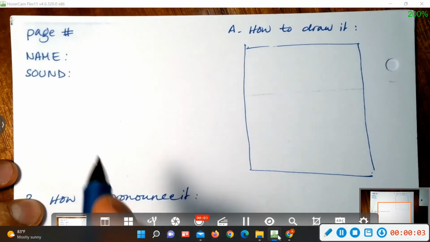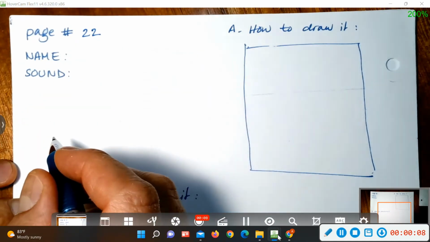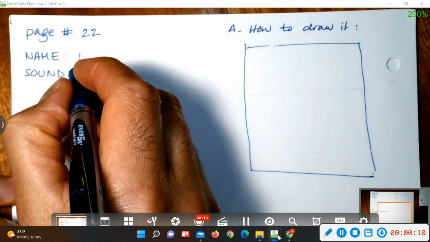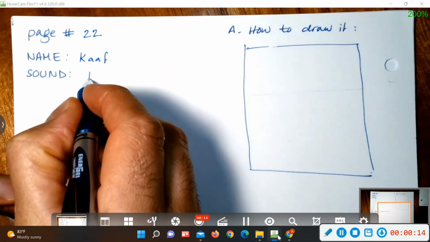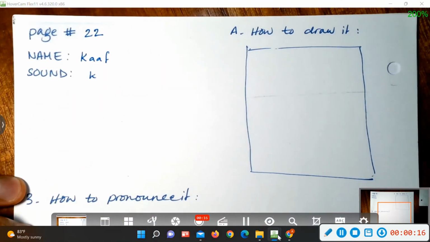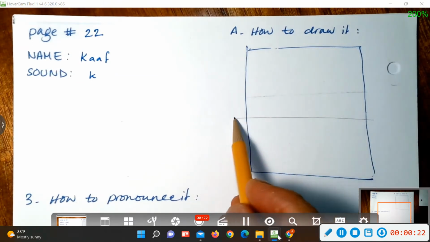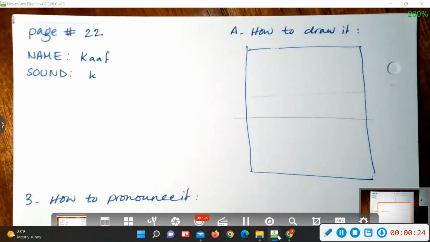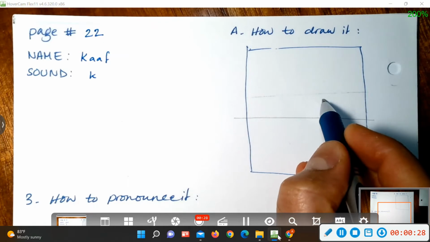Letter 22. Qaaf. Qaaf. Sound is Ka. The letter is drawn like that.